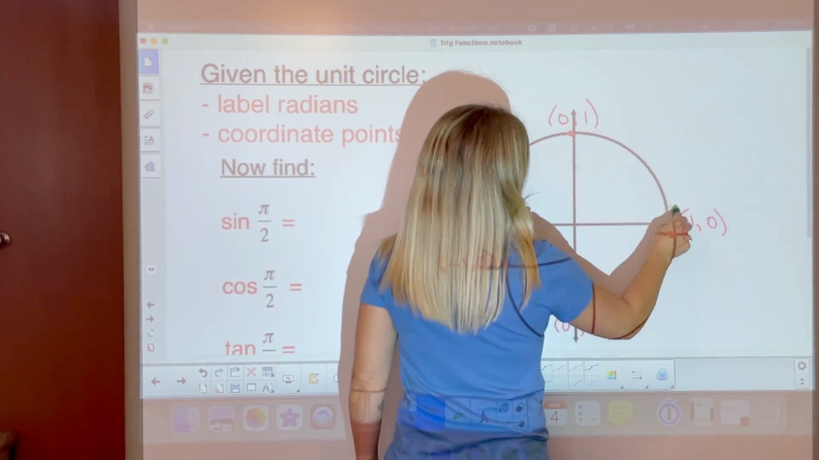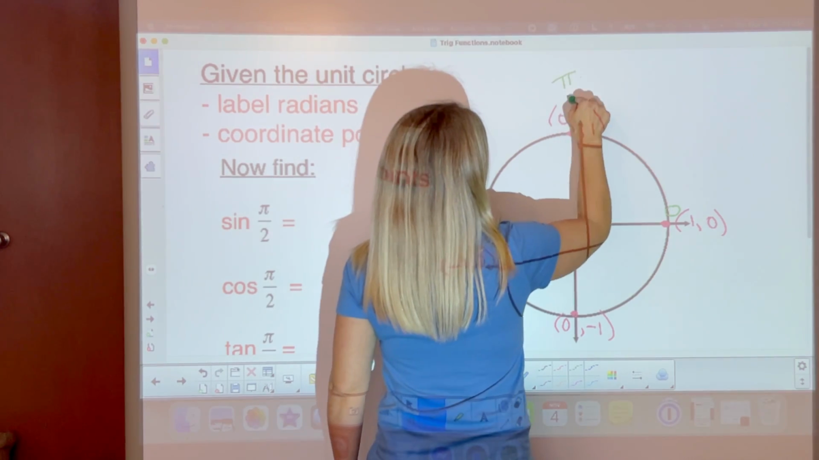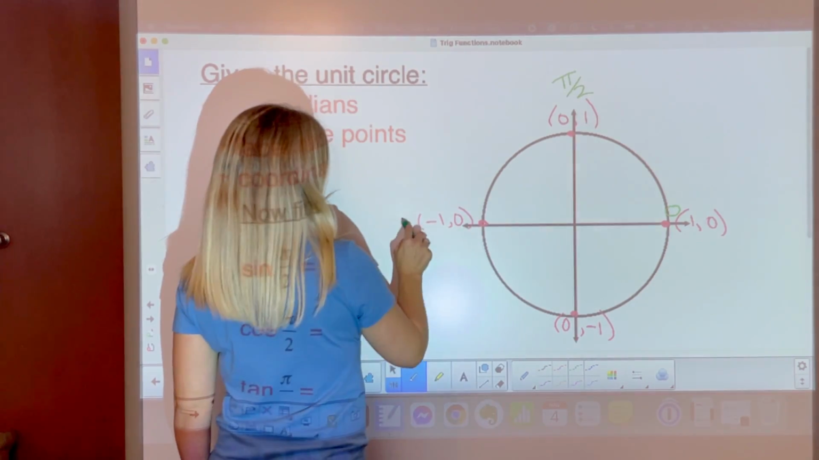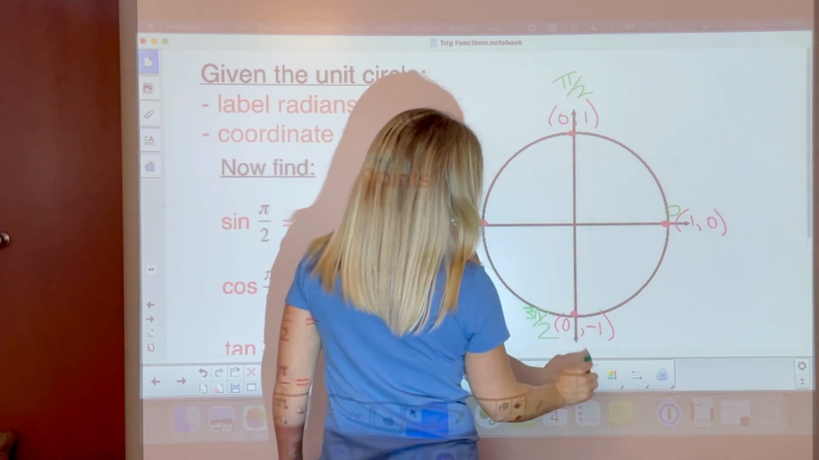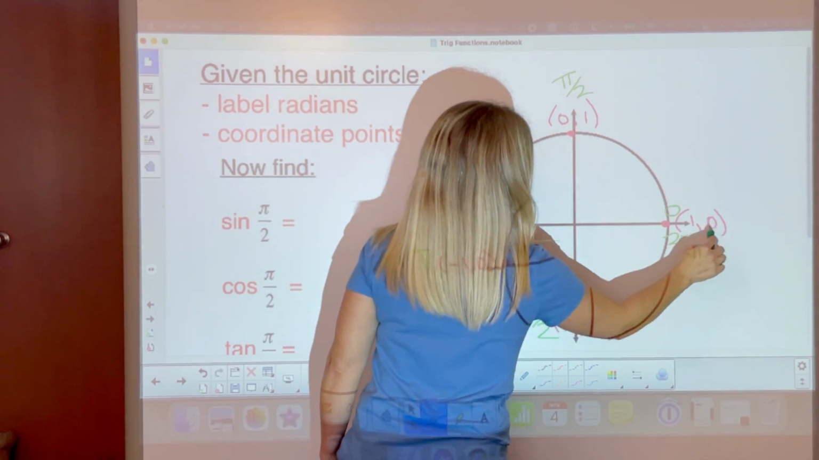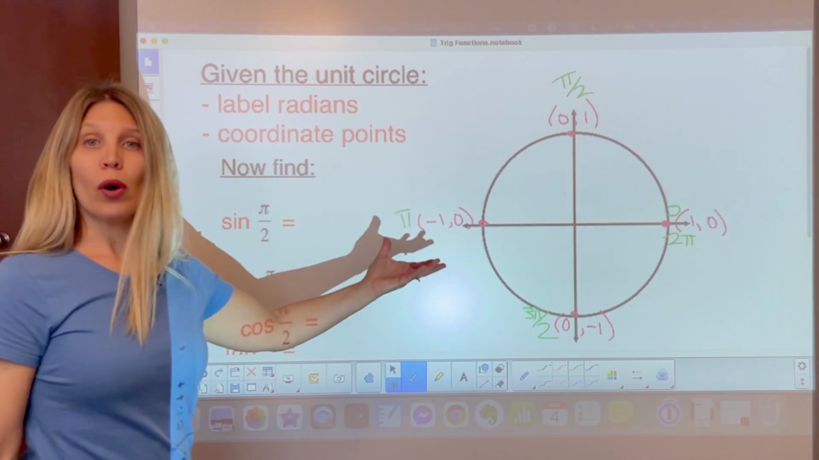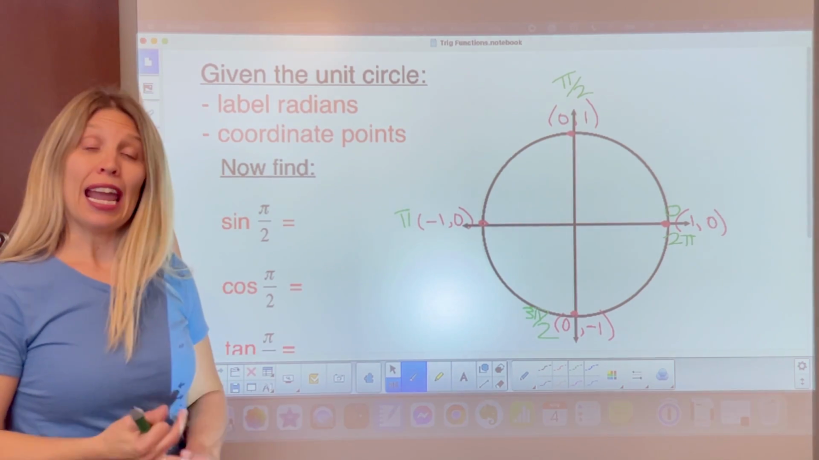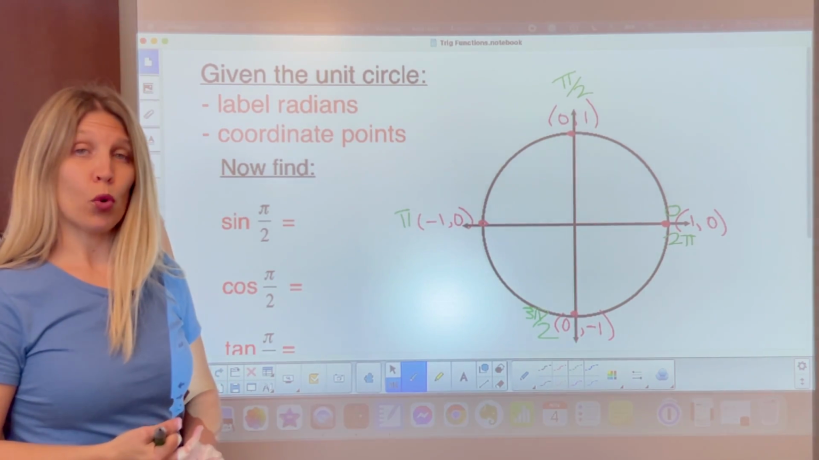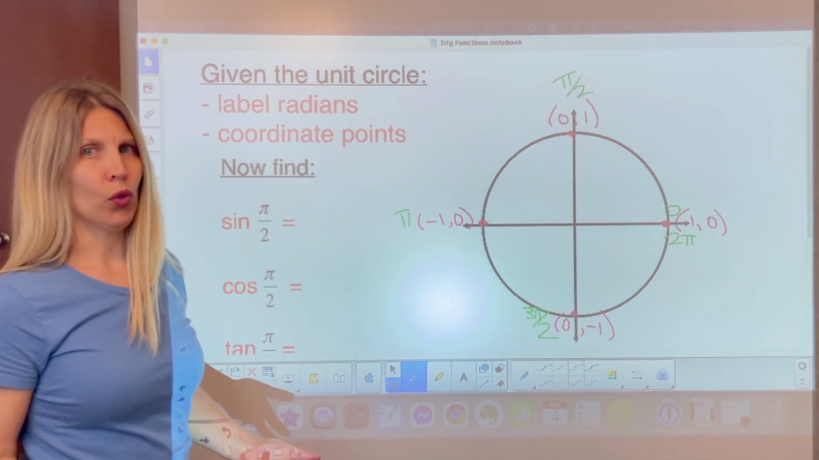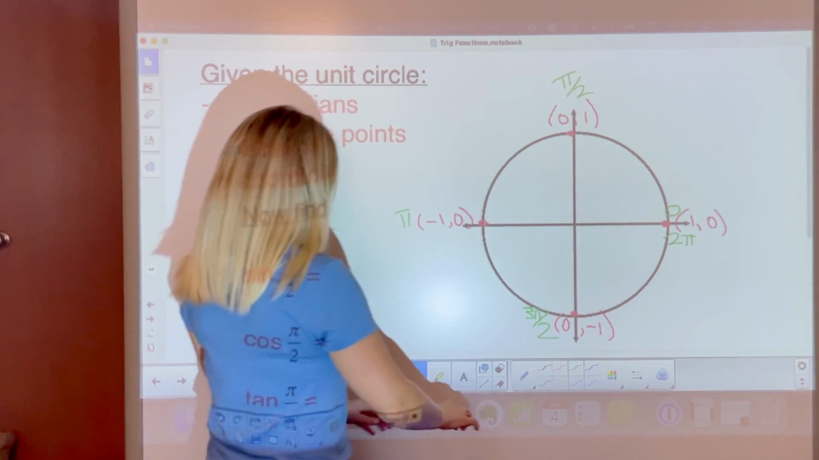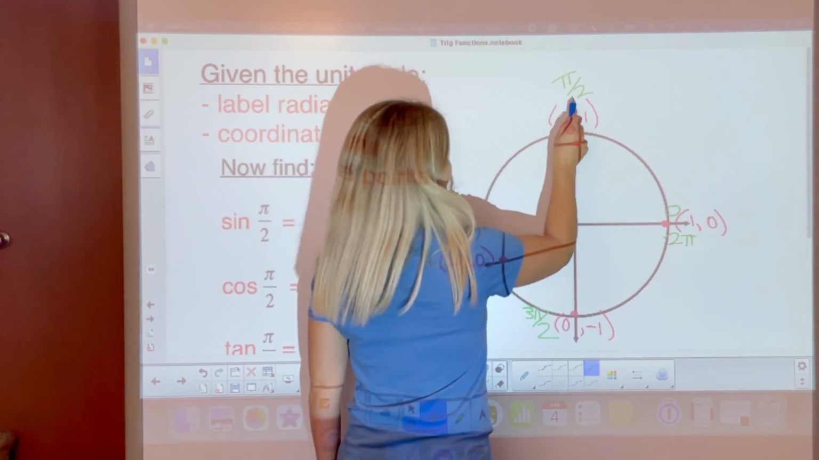We know that we start at 0. Up here is pi over 2. To the left, we have pi. Down here, we have 3 pi over 2. And to the very right, 2 pi. So these are all the coordinate points and our radians at those points. How do you find sine of pi over 2? Well, sine of pi over 2 is up here at the top.